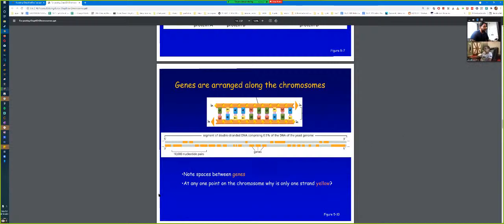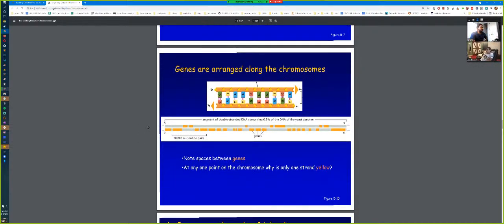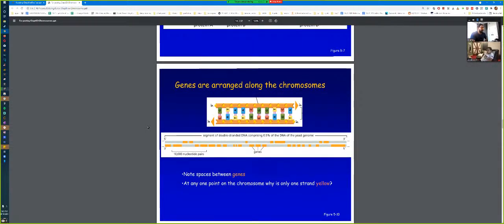At any one point on the chromosome, why is only one strand yellow? That's a pretty good question. For instance, they don't overlap here, right? So why do you think? Because that might be a different gene that codes for something else. Well, then it would still be a gene, right? And it would be yellow.